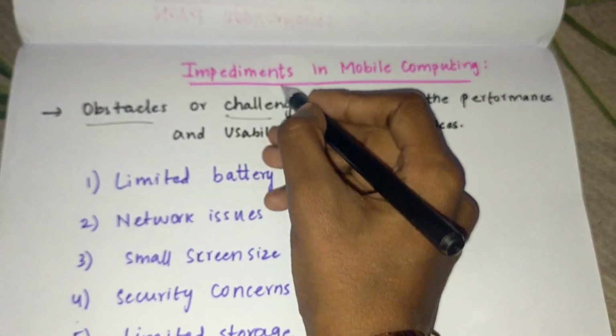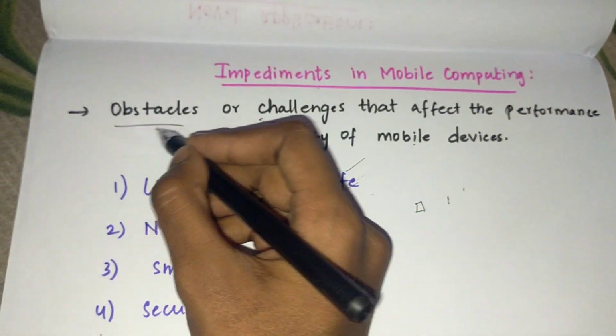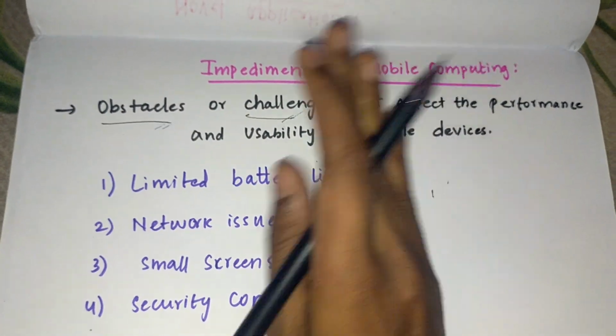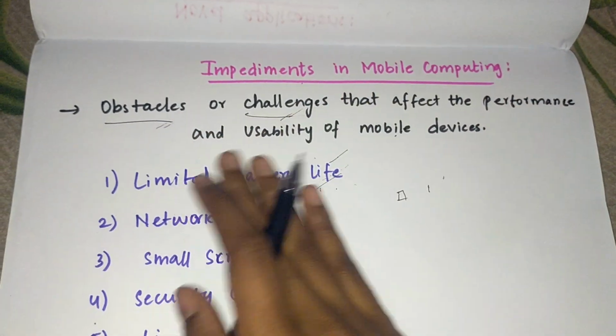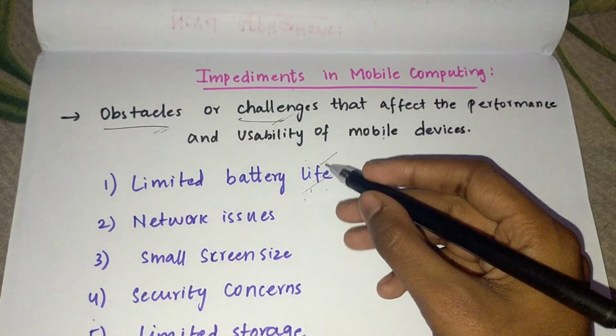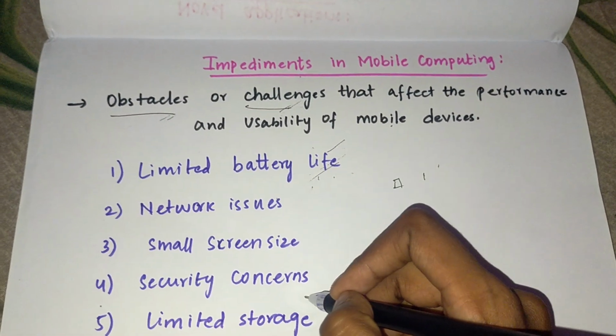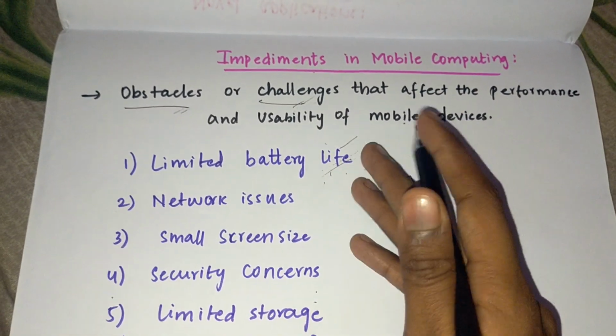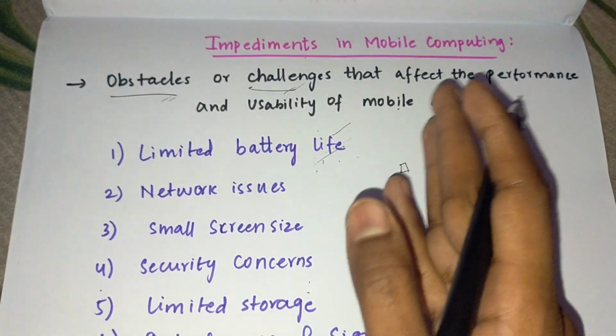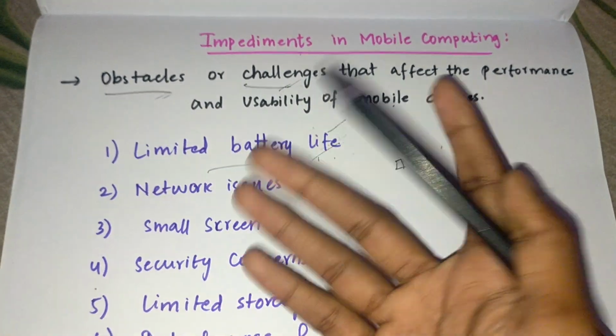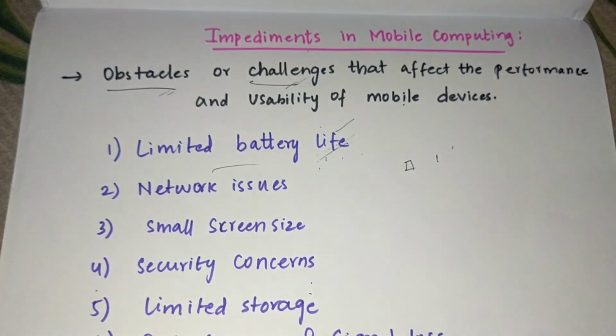So when the word impediments comes, all you have to remember is obstacles and challenges that affect the performance and usability of mobile devices. Now there are a few subtopics that we are going to see. What happens if your phone gets obstacles or challenges? What usually affects, or from where do these come?